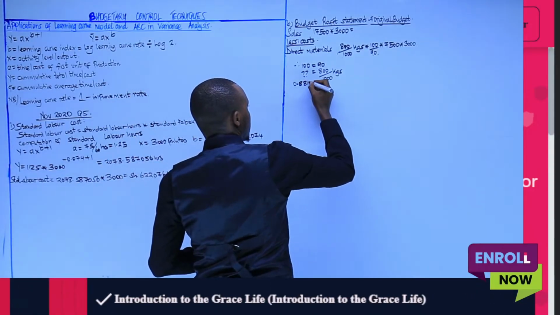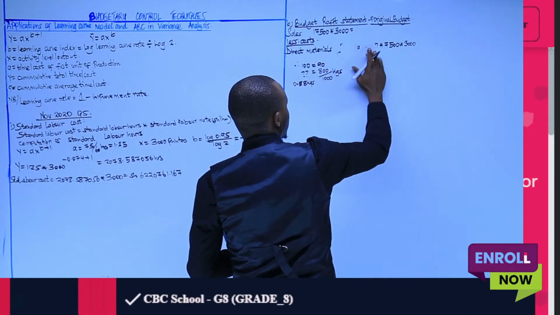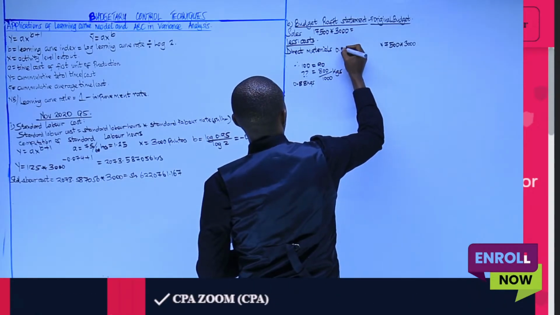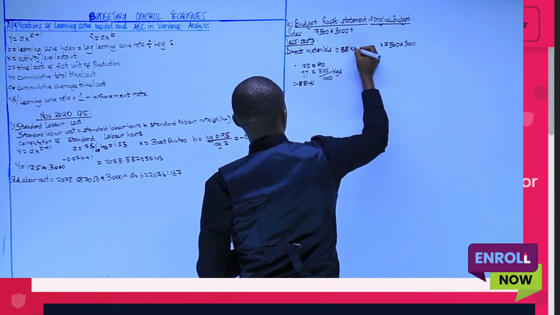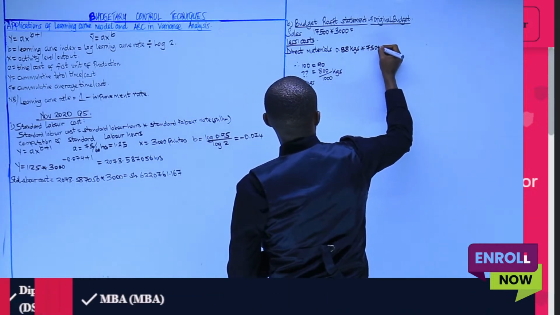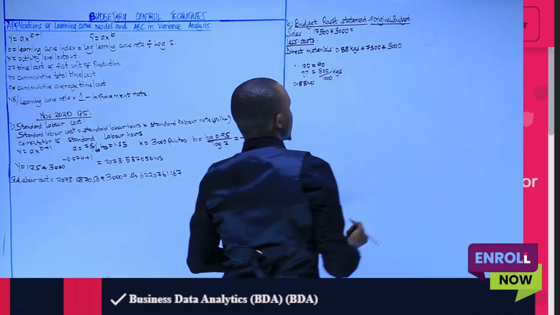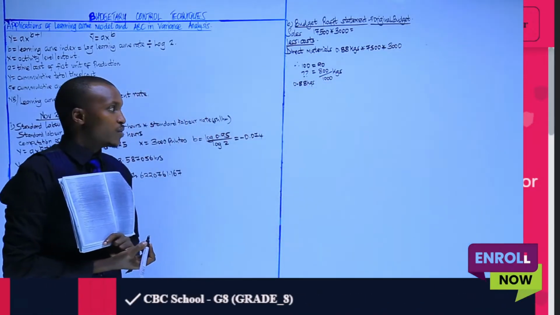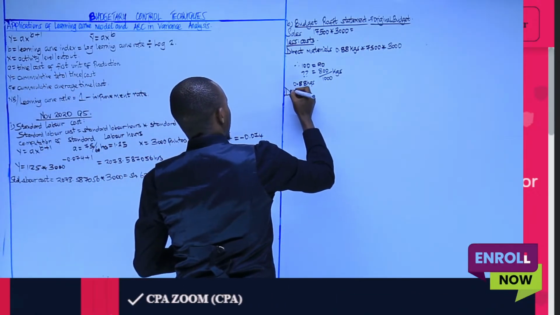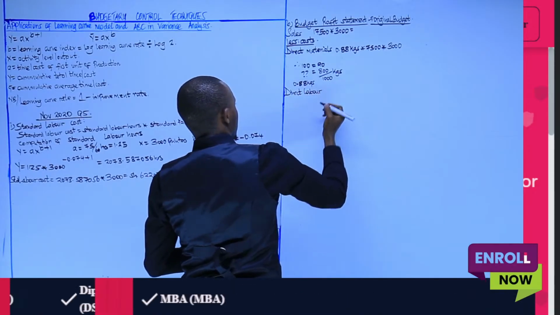I think I should write that here so that it is very, very clear. 0.88 kgs. You multiply by 7,500 per kg. But you had produced how many printers? 3,000. All right, that is clear. You then add the cost of direct labor.